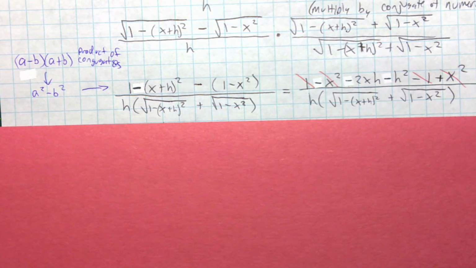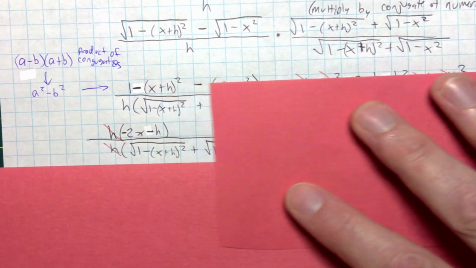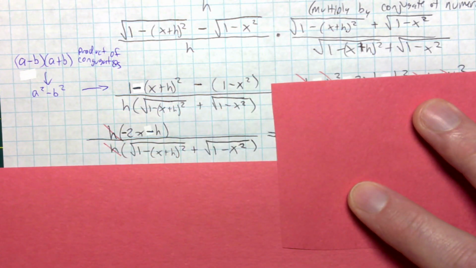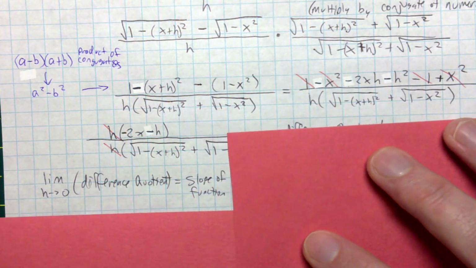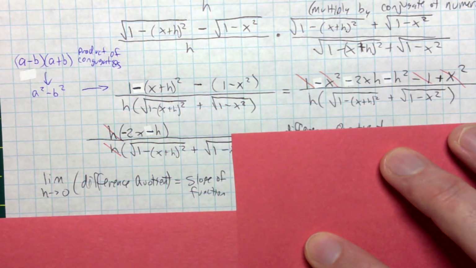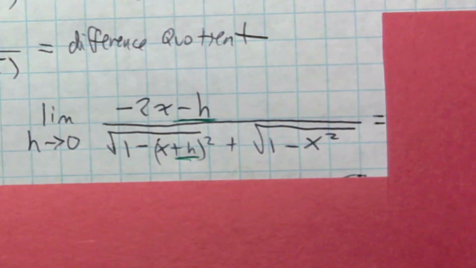And we can cancel some things in the numerator, factor out an h in the numerator, and then cancel those h's out. So this is going to be our difference quotient. All right. Now we're going to take the limit. Now the limit of the difference quotient is equal to the slope of the function. So if we take the limit of this difference quotient, those h terms are going to go to 0, which means they're going to disappear from our final equation.